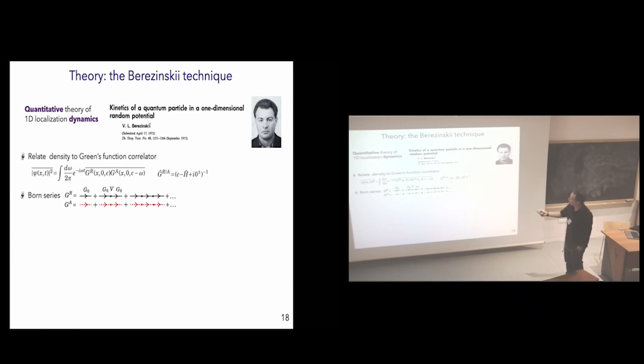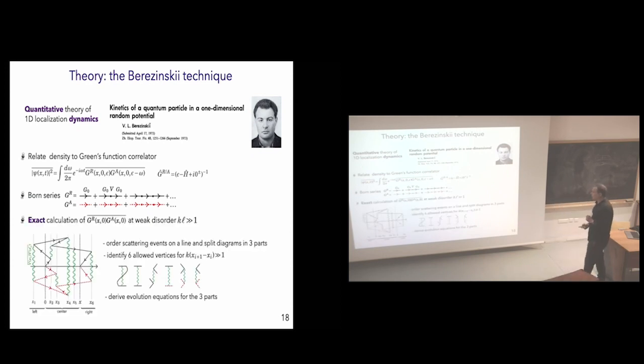So the idea is that you take an observable of interest, for example, the average density, and you express it in terms of a Green's function correlator, where the Green's function is the Green's function of the Schrödinger equation. Then you do what people usually do in perturbation theory. You expand the Green's function as a Born series. But then in 1D, the Berezinskii technique provides a strategy to exactly sum up all interference contributions, absolutely all of them, in the limit with one assumption, the limit of weak disorder. So I just show you briefly how it works. The technique in the end is not so difficult.